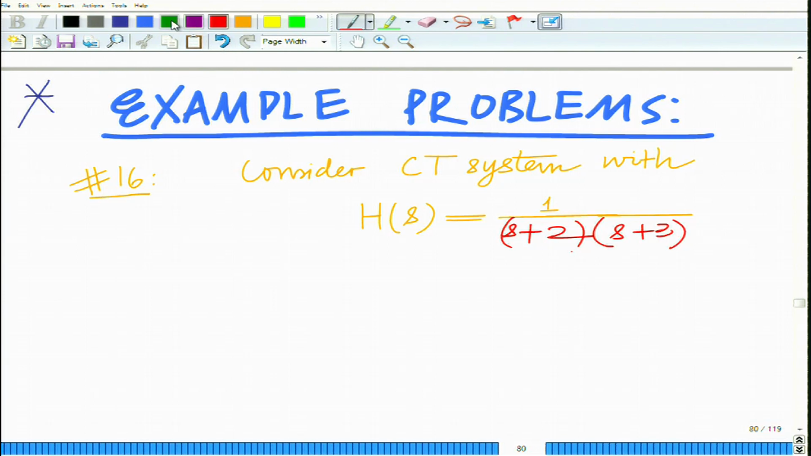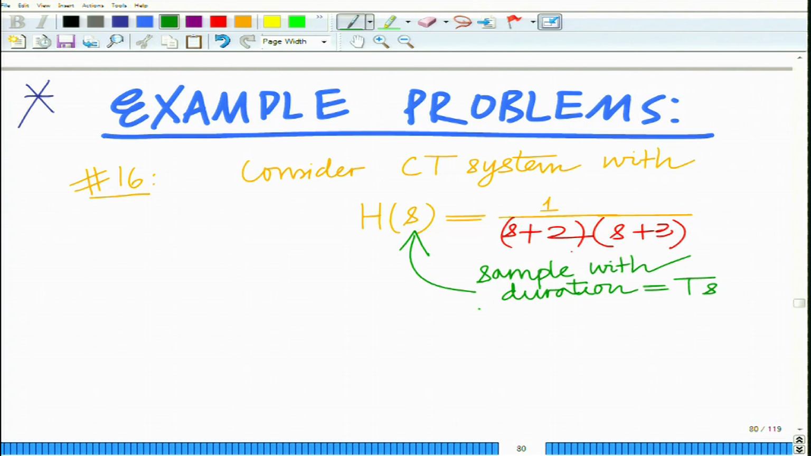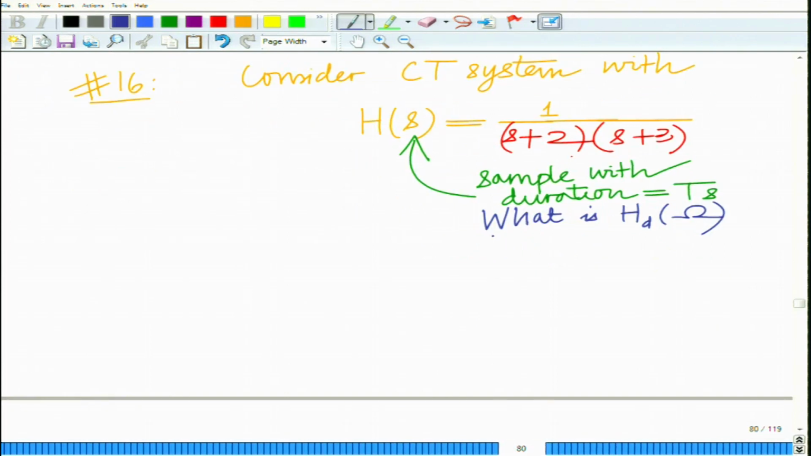Now, if this is sampled at Ts, if we sample this impulse response with sampling duration equal to Ts, then we want to find the corresponding discrete time transfer function, the DTFT of the resulting system, correct?